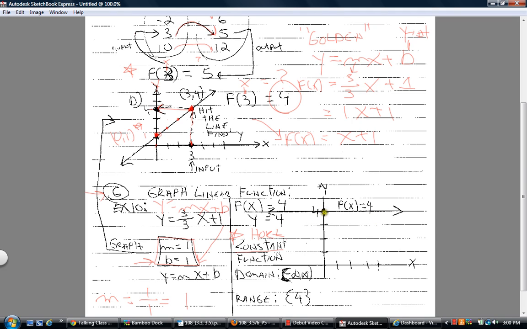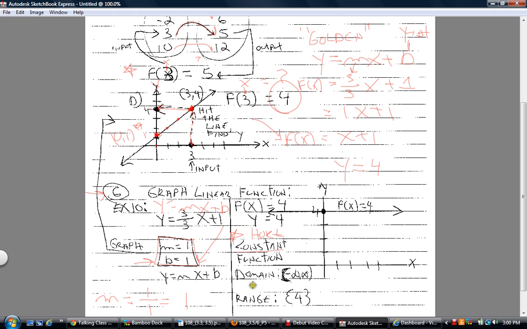If they draw this line and they go, what is the equation of this line? You go, well, let's see. Let me think about it. Where does it cross the y-axis? At 4. Is there slope to this? The answer is no. There's no slope. Slope equals 0. And where does it cross the y-axis? At 4. Okay, so we could write f of x equals 4 here.